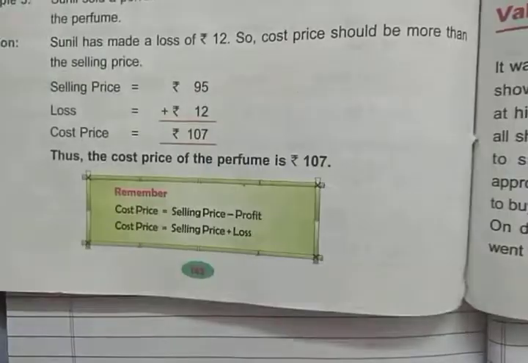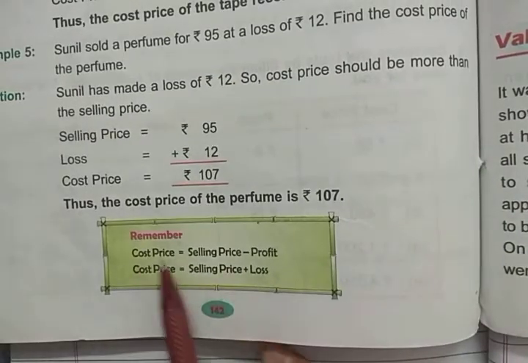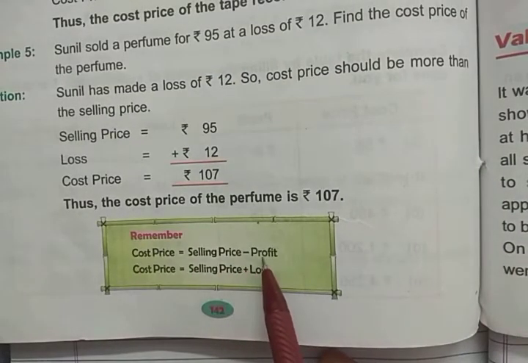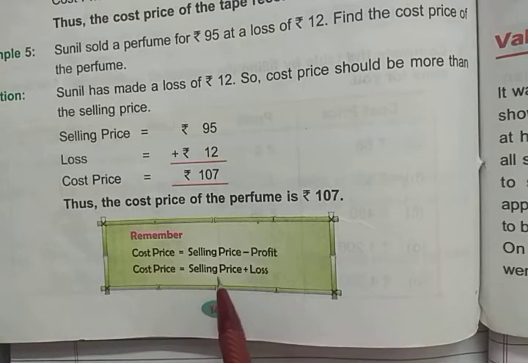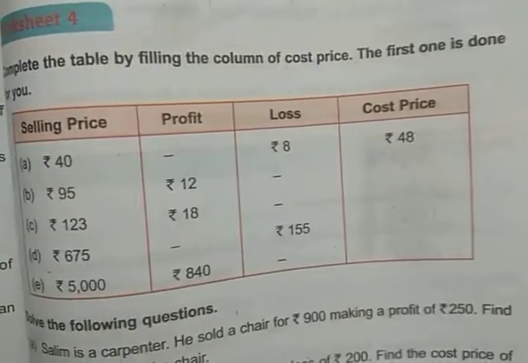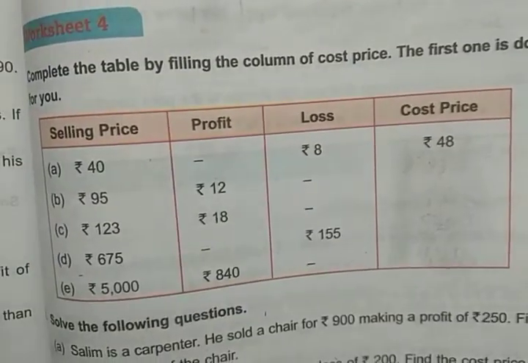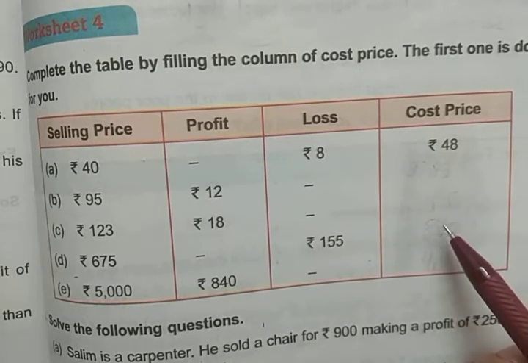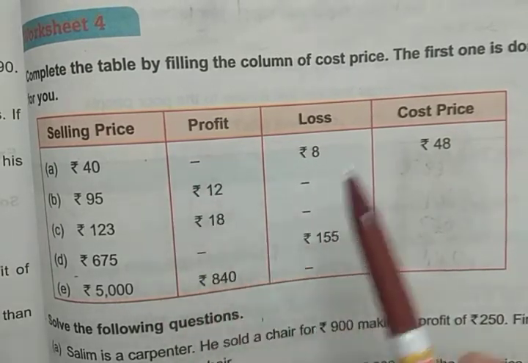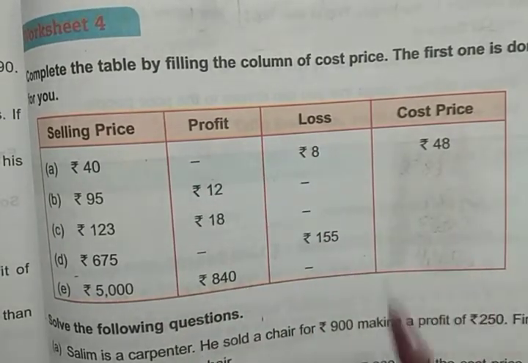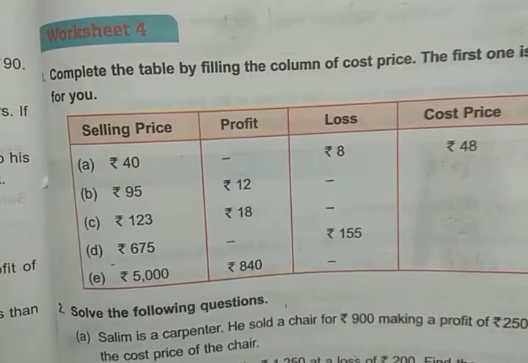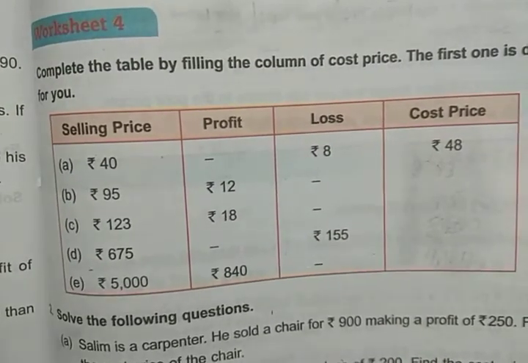So the formulas are already given in your book. Here cost price is equal to selling price minus profit, and cost price is equal to selling price plus loss. So try to do question number 1 based on these formulas and find out the cost price. We will discuss this worksheet number 4 in our next video. Thank you.